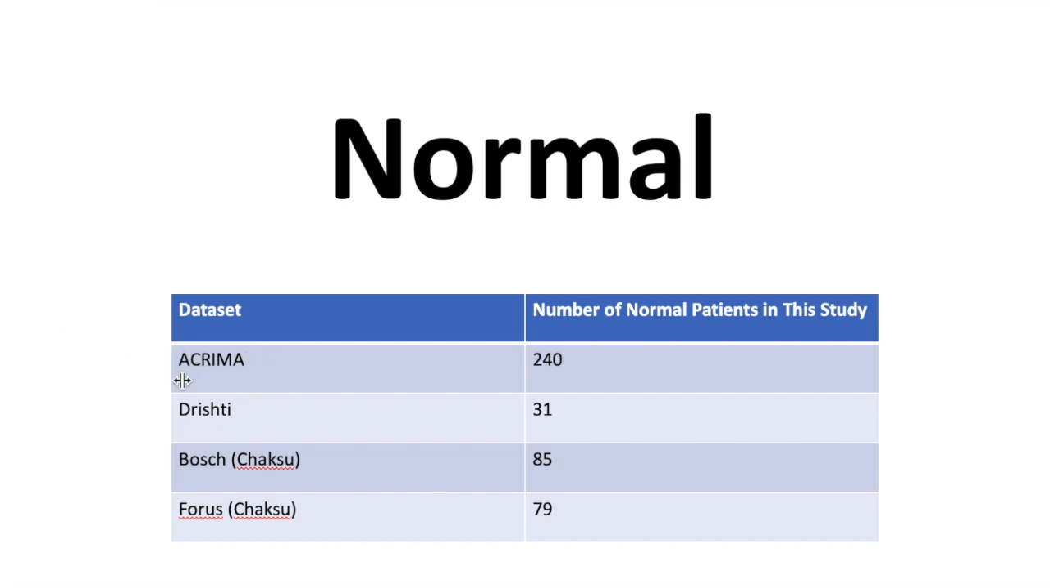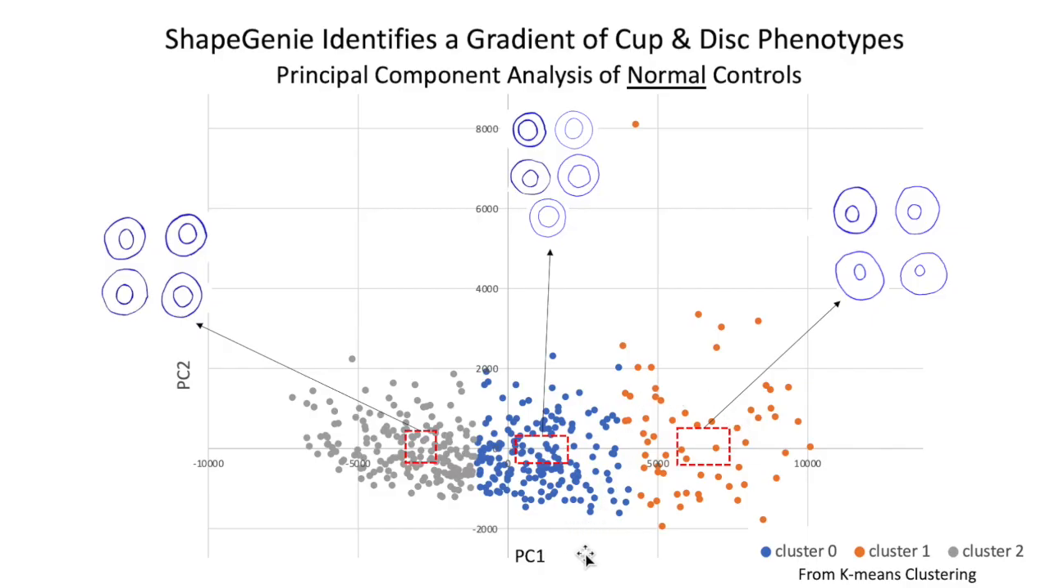And here are the 4 data sets that we analyzed and the number of normal patients in each that we selected. So here's a plot of the first 2 principal components of the normal samples. The dots are color-coded according to the 3 groups identified by k-means clustering. And as a way of verifying that the k-means clusters are biologically meaningful clusters, we compare the morphology of the middle 5 samples in each region, and we found that these clusters represent distinct cup and disc phenotypes.